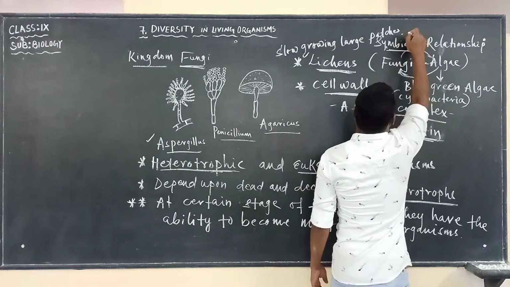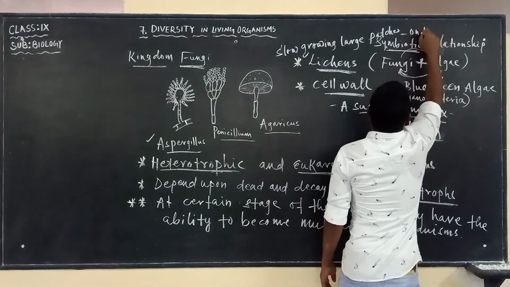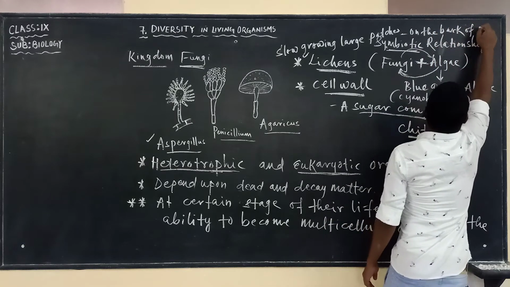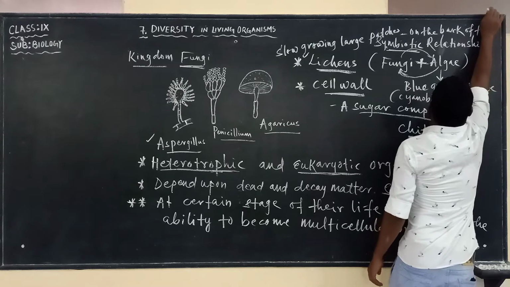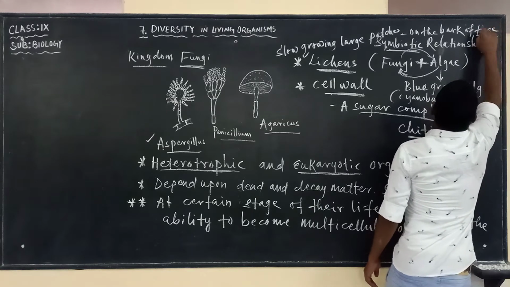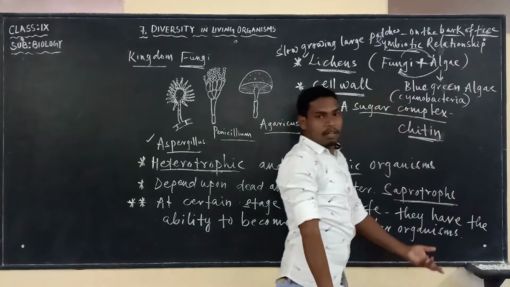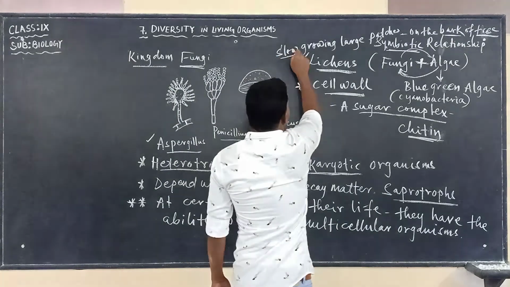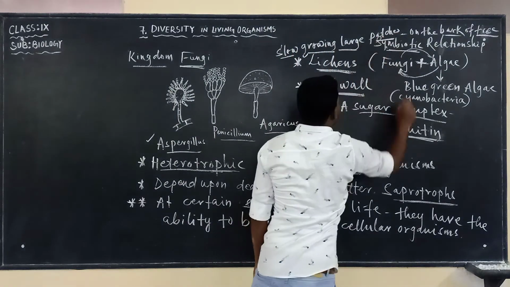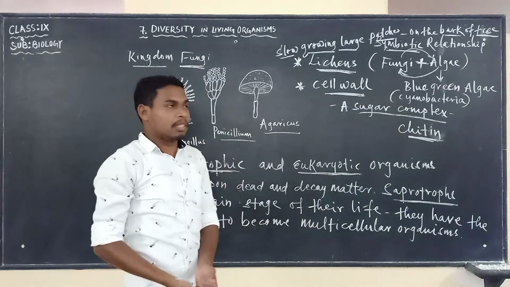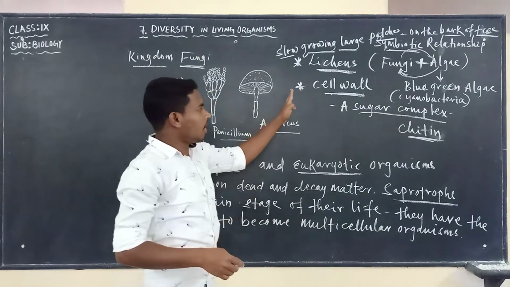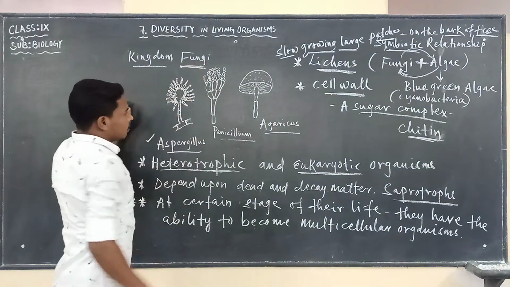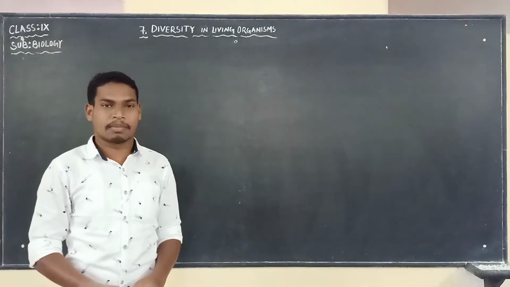Okay, where are they found? They are found on the bark of tree. Lichens grow on the bark of tree, and they are slow growing large patches. So you might have seen all these lichens. Okay, so these are the common features that fungi will show.